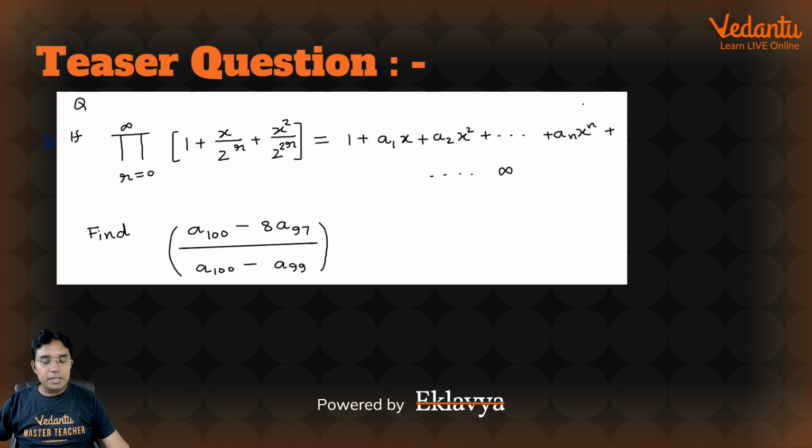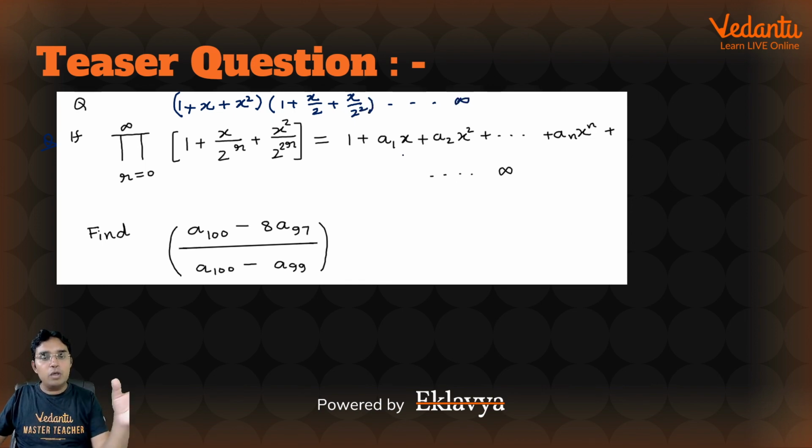Now dear all, this is a teaser question. This question is that if pi, pi means continued product, r is equal to 0 to infinity, of 1 plus x upon 2 power r plus x square upon 2 power r. That means my first term would be 1 plus x square. Then if you put r as 1, this will be 1 plus x upon 2 plus x square upon 2 square, and so on. And this goes up to infinity. If you multiply all such terms and write this as increasing power of x, we call this 1 plus a1 x plus a2 x square and so on. This will also go up to infinity.